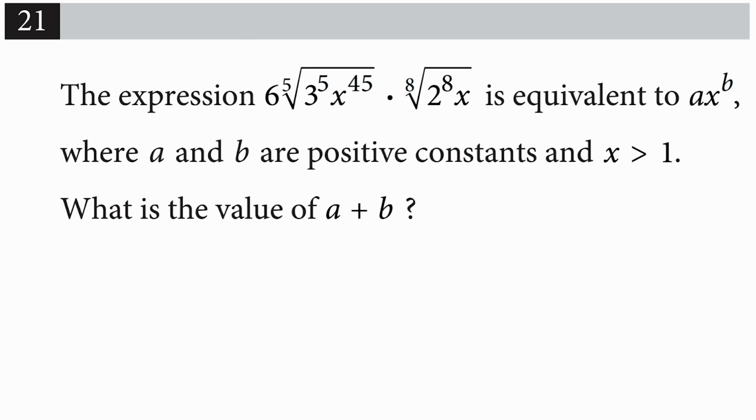The expression 6 times the fifth root of 3 to the 5th x to the 45th times the eighth root of 2 to the 8th x is equivalent to a times x to the b, where a and b are positive constants and x is greater than 1. What is the value of a plus b?